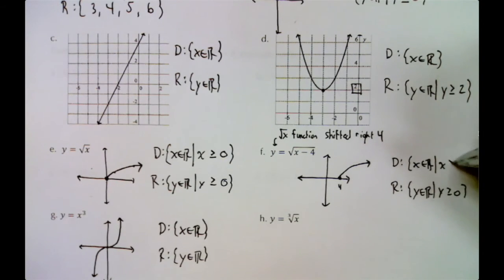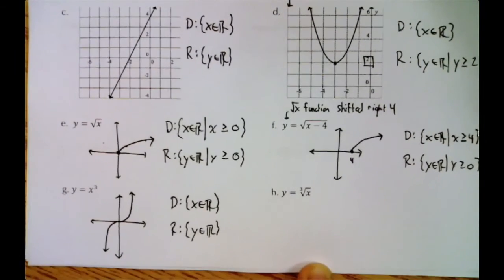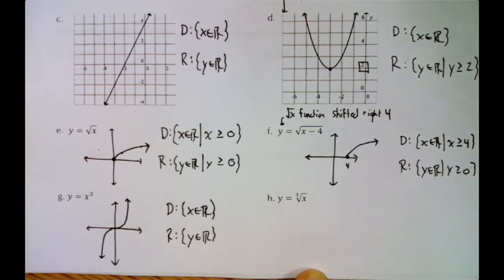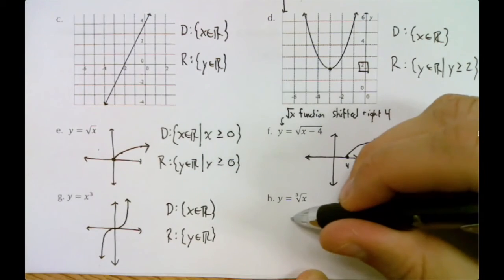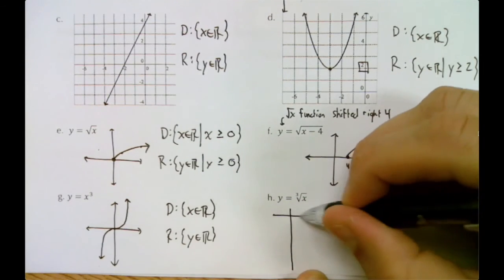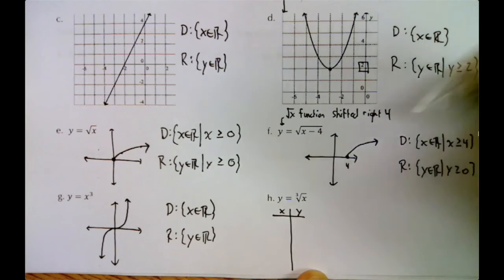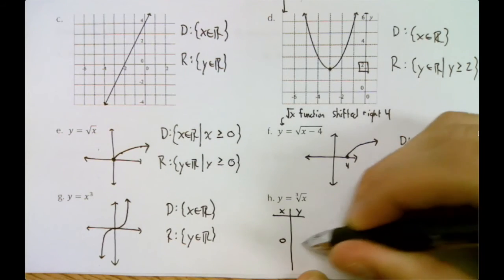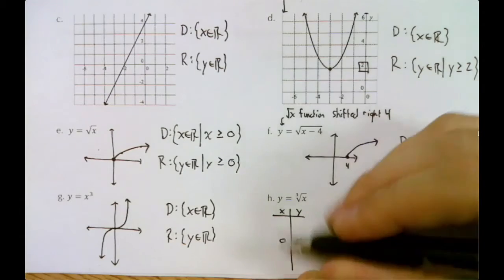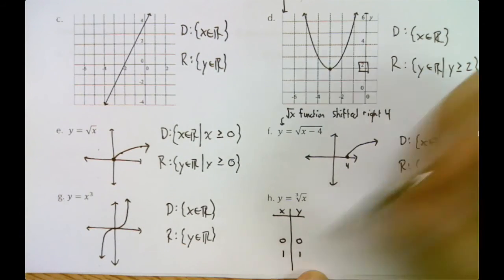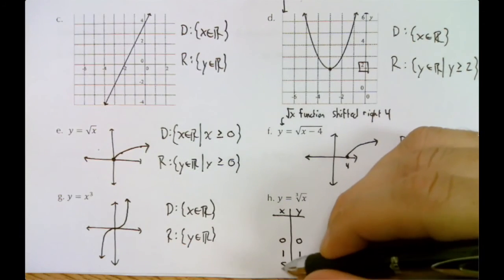So x is greater than or equal to 4. Last example. We've got y equals the third root of x. That's a little tricky, so we're going to make a table. X's and y's. So what are some numbers that we can easily take the third root of? Well, we can take the third root of 0. It's 0. We can take the third root of 1. It's 1. And we can take the third root of 8.